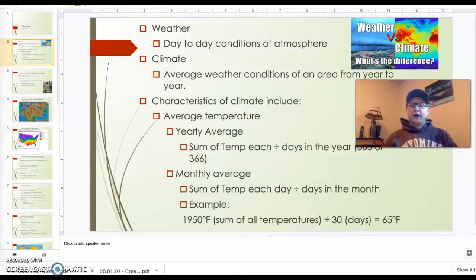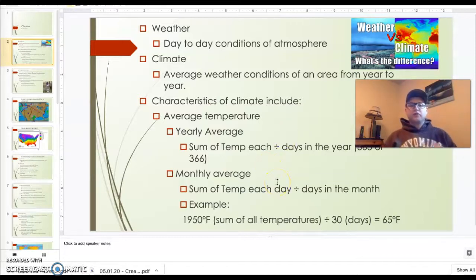So this would be all of the temperatures, let's say for a year, you add up all the highs for a day, right? For each day. You add all those up and you divide by 365, right? Because there's 365 days in a year. That would be your average temperature. It's like it could be one day is really hot and another day is really cold, and it'll average out to be somewhere in the middle, right?